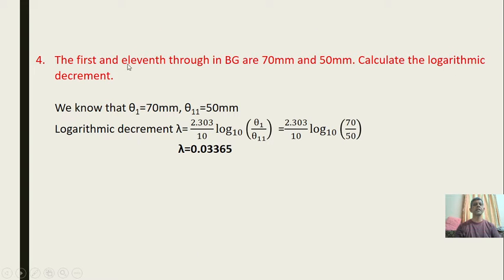Again, the fourth problem: the first and 11th throw in a ballistic galvanometer are 70 mm and 50 mm. Calculate the logarithmic decrement. We know theta 1 is equal to 70 mm, that is, the first throw is 70 mm, and theta 11, that is, the 11th throw, is 50 mm. Here the logarithmic decrement is given by lambda is equal to 2.303 by 10 log theta 1 by theta 11 to base 10. We will substitute the values of theta 1 and theta 11, that is 70 mm by 50 millimeter, where the millimeter gets cancelled.